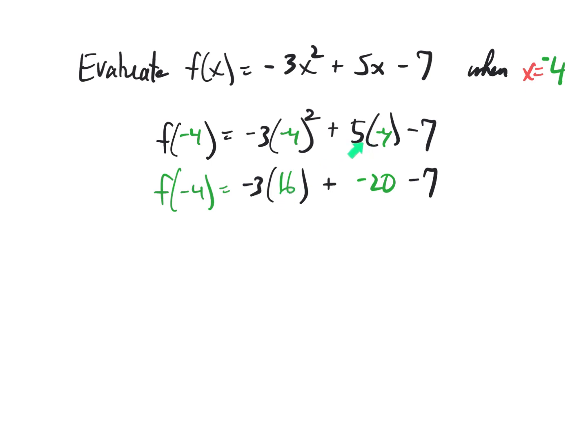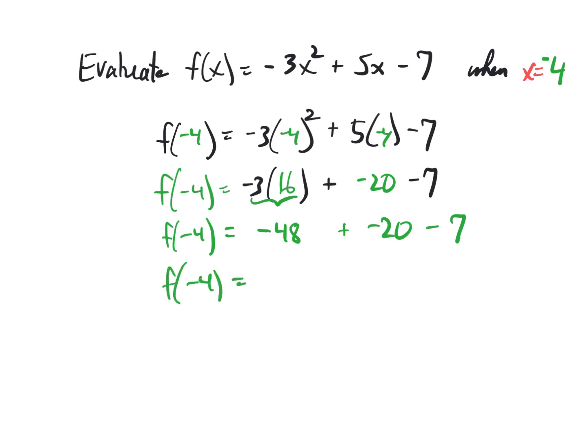We can multiply. 5 times -4 is -20. And now we'll add and subtract. So f of -4 is equal to -3 times 16, which is -48, then -20 and 7. Okay, we had to multiply first. Now we can add and subtract. F of -4 is equal to, from left to right, -68 minus 7. So f of -4 is equal to -75.